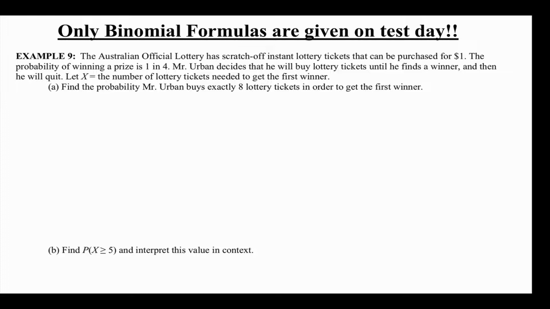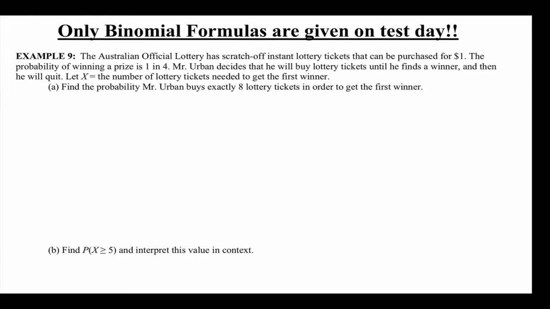Mr. Urban decides that he will buy lottery tickets until he finds a winner, and then he'll stop. So X is the number of lottery tickets he needs until he gets his first winner. Find the probability that Mr. Urban buys exactly 8 lottery tickets in order to get the first winner.